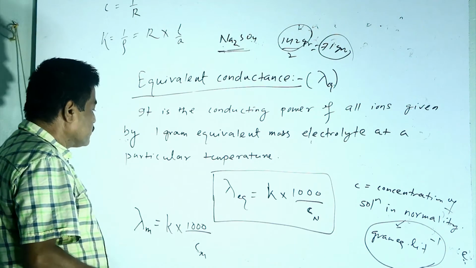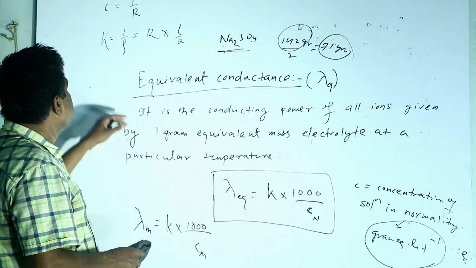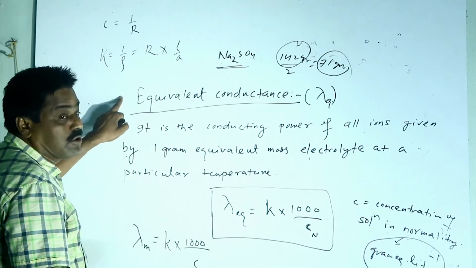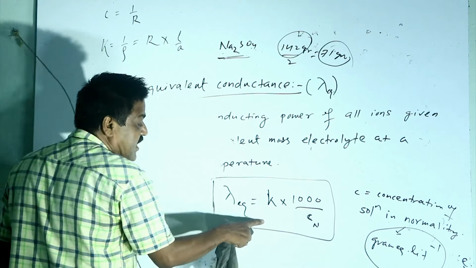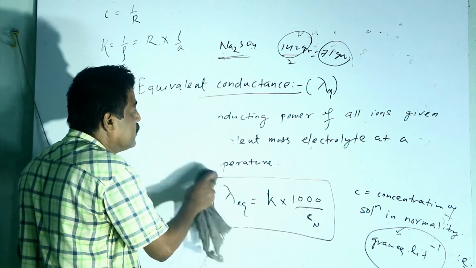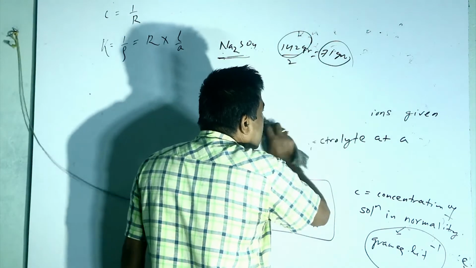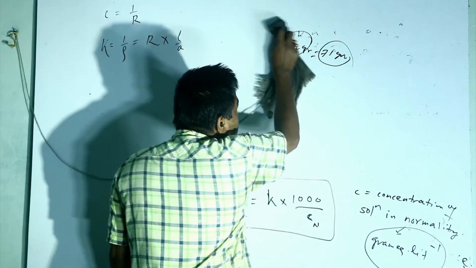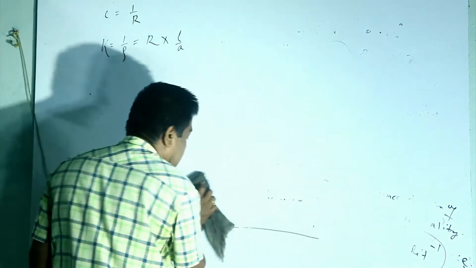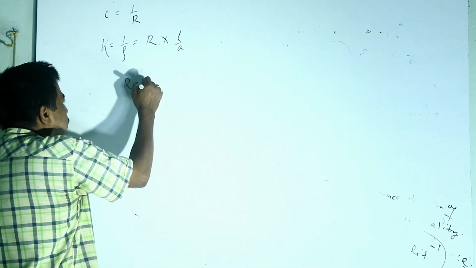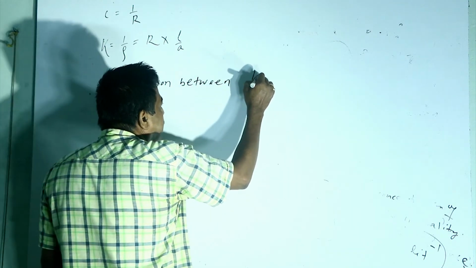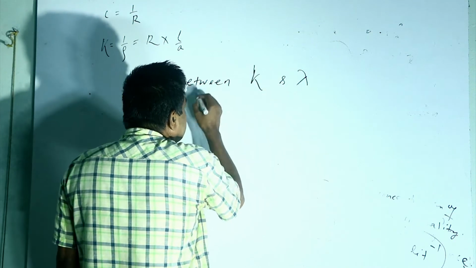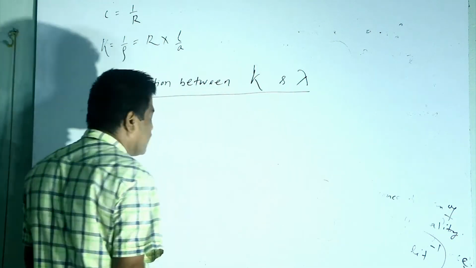Now let us give the relation between the conductance, specific conductance and equivalent conductance. For that, I can relate these two by this relation. How is this relation derived? So derive the relationship between equivalent conductance and specific conductance. Here, let us find a relation between kappa and lambda, equivalent conductance and specific conductance.